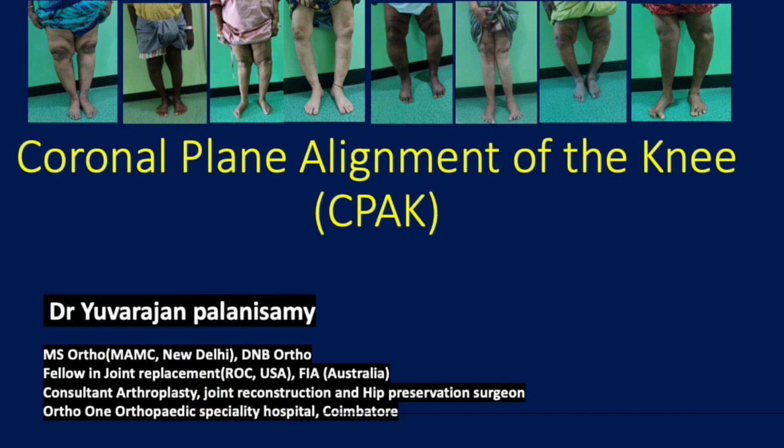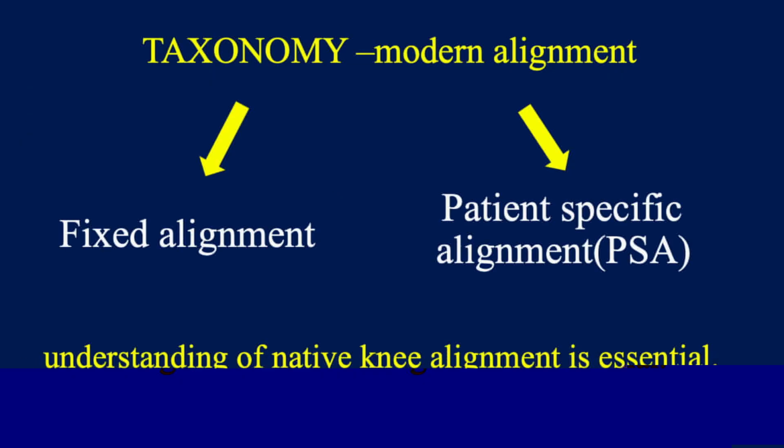Because at the end of this talk, I'd like to convince you of the importance of taking a scanogram. That's very important. This is not a fancy name, but you can see that coronal plane alignment of the knee is one thing which is slowly picking up, and this will become a common tool for an arthroplasty surgeon. It's going to become a common tool. I would like to give a highlight about what is CPAK.